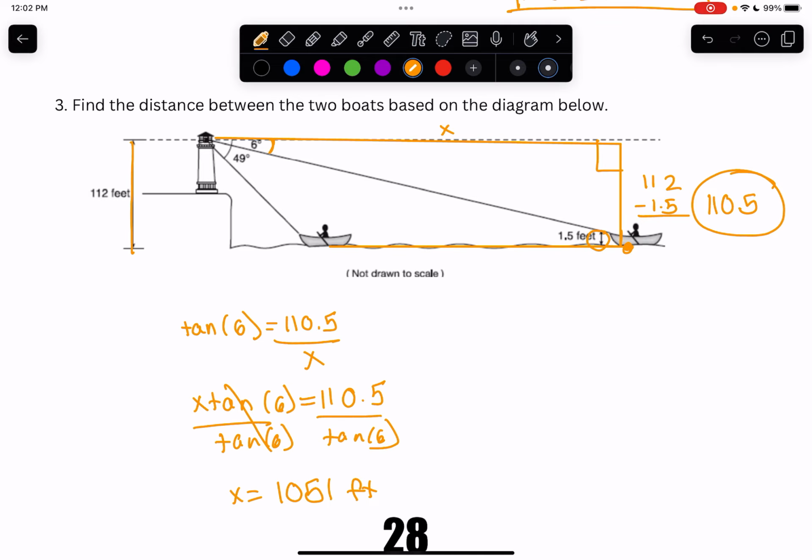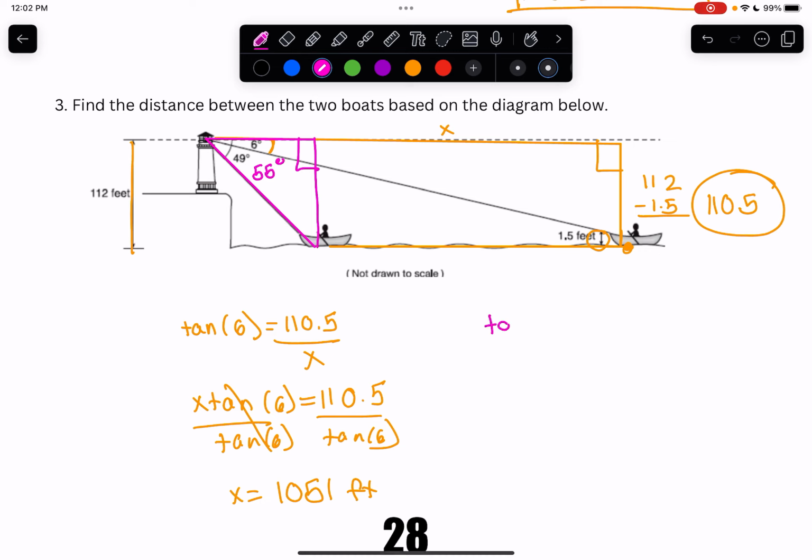Now I want to know, so I have this whole distance. If I want to know what this distance is so I can subtract, I'm going to have to do the same thing. However, my angle for this triangle is going to now be 49 degrees. Excuse me. Yeah, no, it's going to be 49 plus 6, which is 55 degrees.